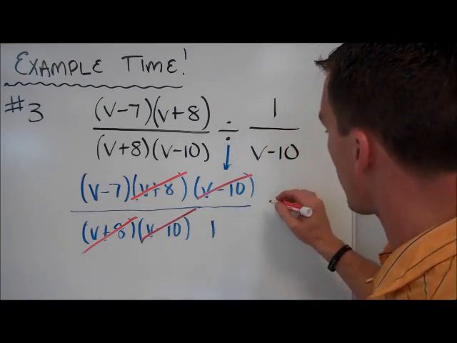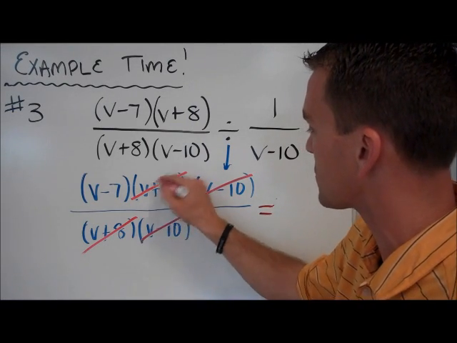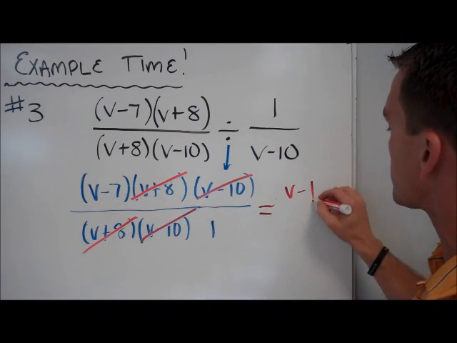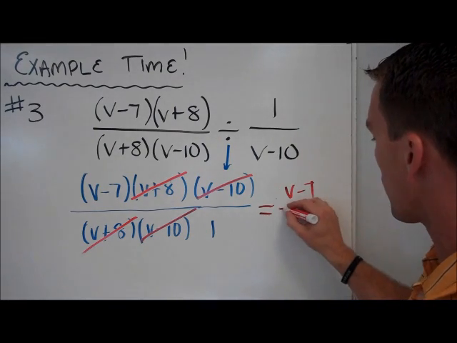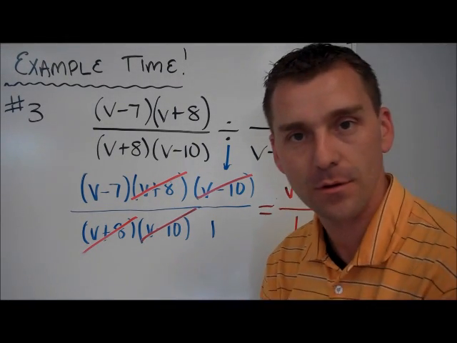So I'm done. When I do this, I get a final answer. These are gone, gone, gone, gone. I'm left with V minus 7, all of that over 1. Now let's clean it up.